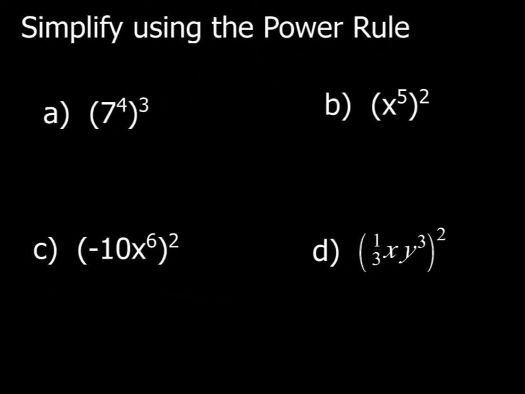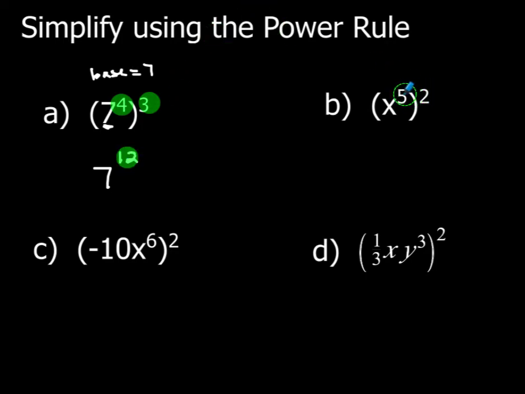Alright, so we're going to simplify these using the power rule. Now my base here is 7. 7's my base, so we need to make sure we keep our base the same. Now the power of 4 and the other exponent of 3, 4 times 3 gives me a product of 12. So that's all I've got to do. 4 times 3 gives me that 12.